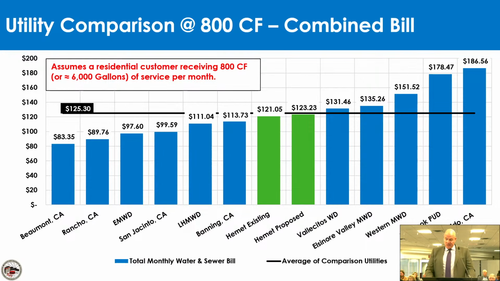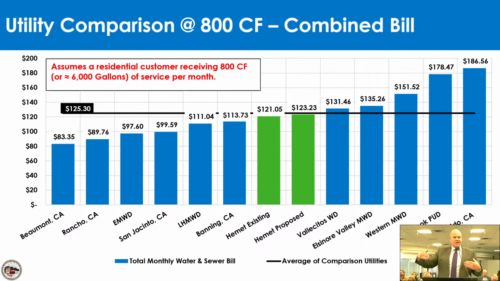So you see the city stays right in its lane, doesn't jump above Vallecitos or go up any higher. The charge goes up about $2.16 like we talked about. Still stays just below that solid black line, which is the average of all the different municipal utilities that we looked at. That average was $125.30. So the city of Hemet is $123.23 with the changes, and so it stays just below that average.